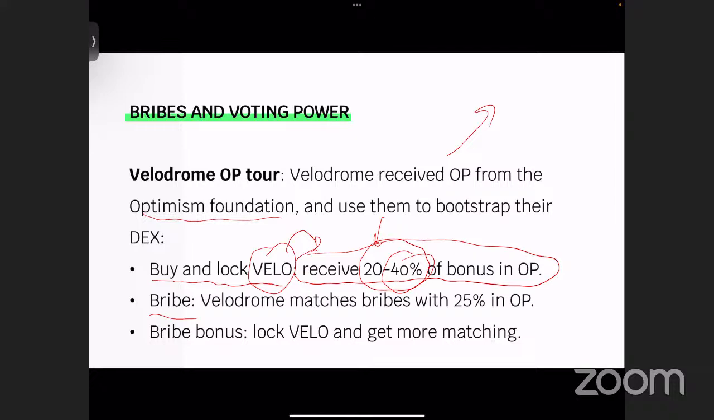Also, Velodrome helps with the bribes. If you bribe on Velodrome, Velodrome will match your bribe with 25% in OP. And there is also a bribing bonus. If you have locked Velo, in the same week that you lock the Velo, if you have deposited a bribe somewhere, your bribe will get even more matching. I think it is 50%. So basically, Velodrome is doing very well thanks to the OP that they receive.